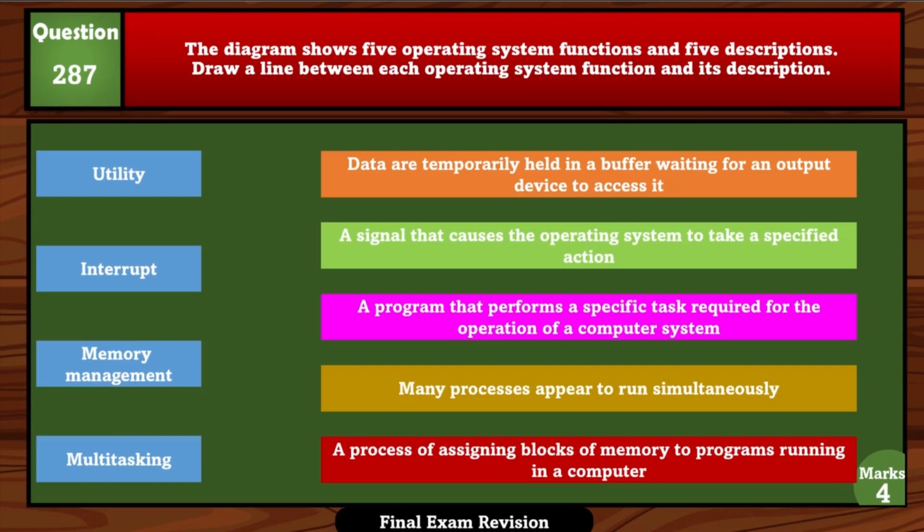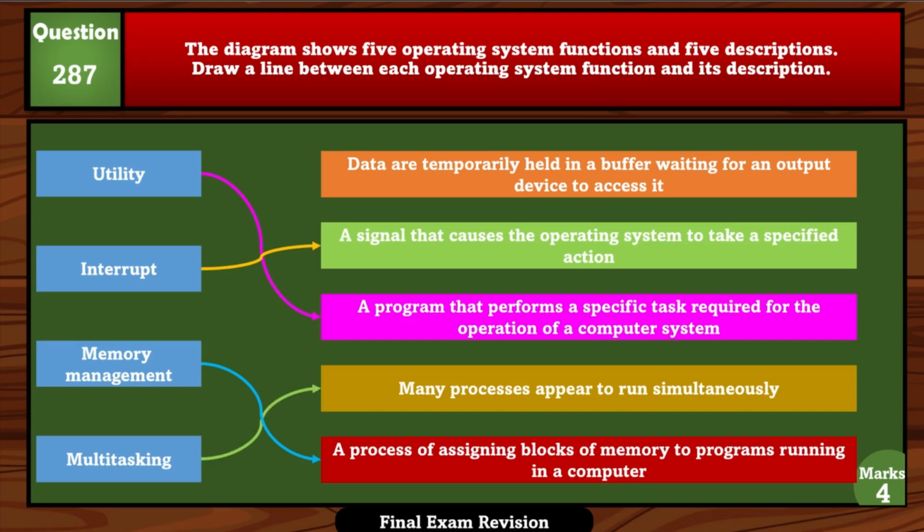Question 287. The diagram shows 5 operating system functions and give descriptions. Draw a line between each operating system function and its description. Number 1, utility. So it's a program that performs a specific task required for the operation of a computer system. Interrupt. Interrupt is a signal that causes the operating system to take a specified action. Memory management. A process of assigning blocks of memory to programs running in a computer.